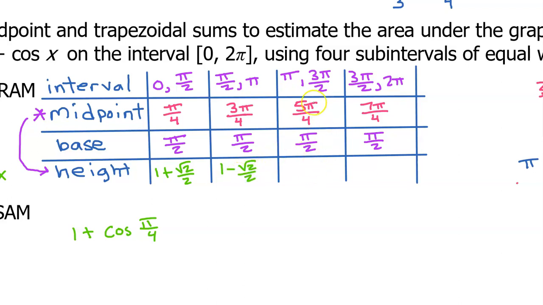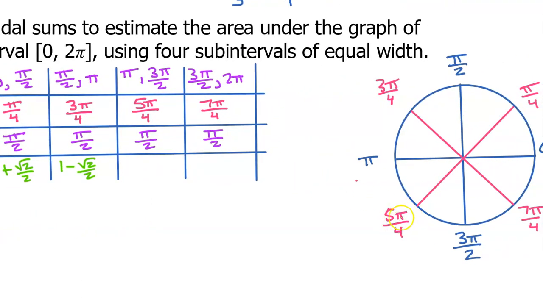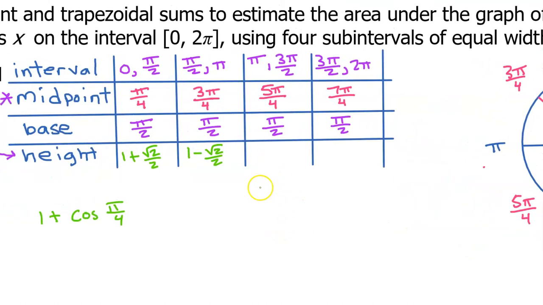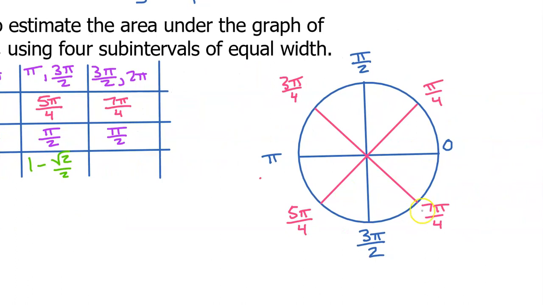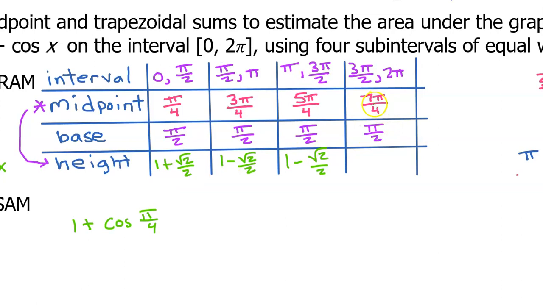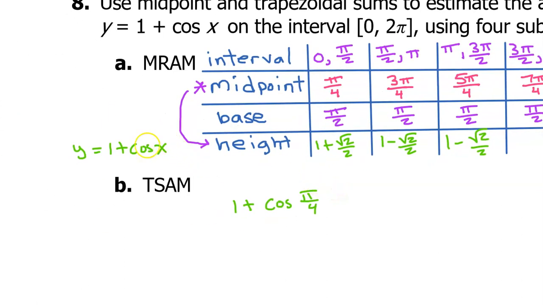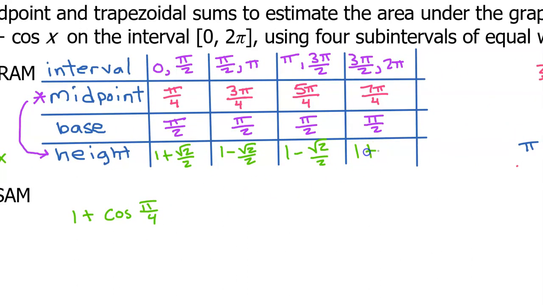In the third quadrant, 5 pi over 4, cosine is still negative over here. So again, the value of the function and the height of the rectangle will be 1 minus radical 2 over 2. When we get over to 7 pi over 4, the cosine of 7 pi over 4 is positive radical 2 over 2. So remember, we're doing 1 plus cosine of x. So that's why it's 1 plus radical 2 over 2.